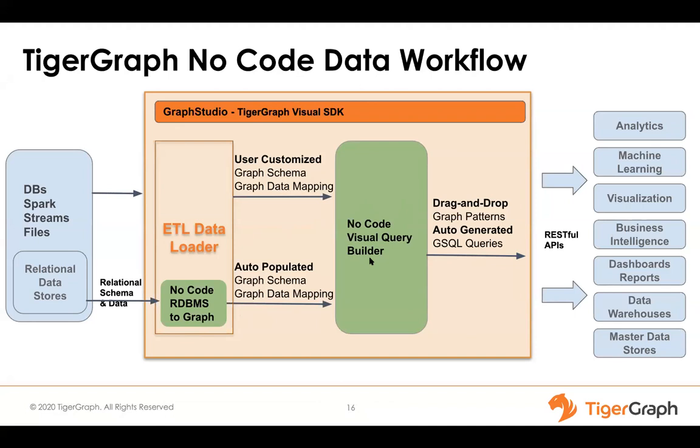visual query builder that gets data from the database, and you can do the drag and drop of the graph patterns and also have the auto-generated GSQL queries and the RESTful API to go into the downstream applications and machine learning platform, as well as the visualization layer and dashboards. So it is very powerful, and we already enabled one green path with no code to connect your upstream and downstream tools.